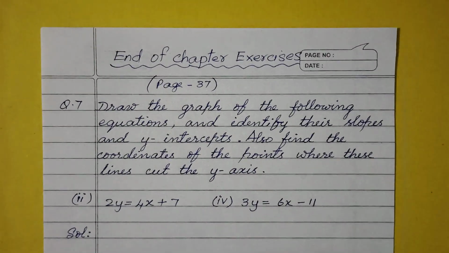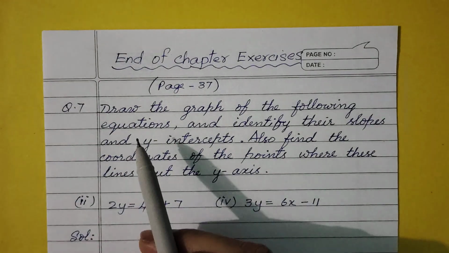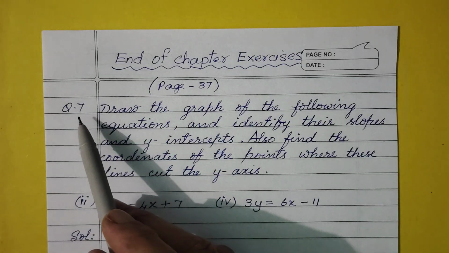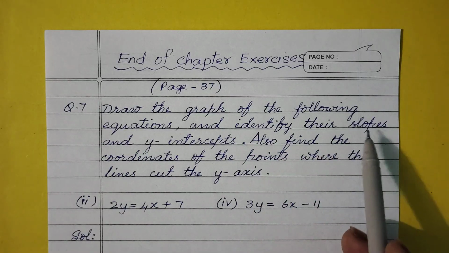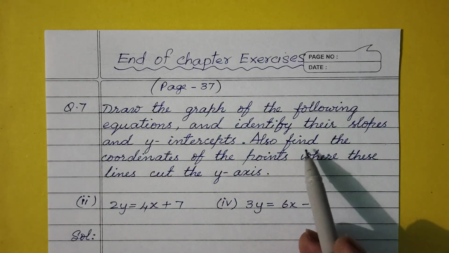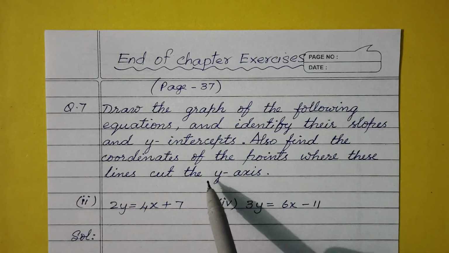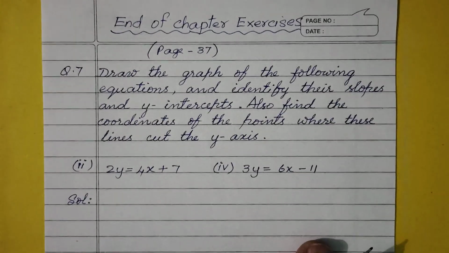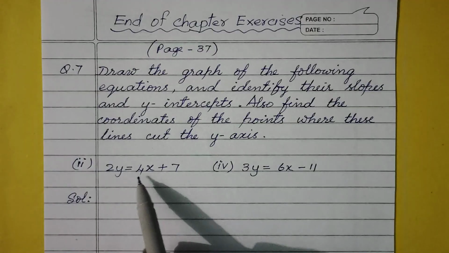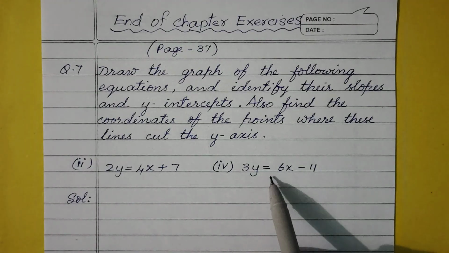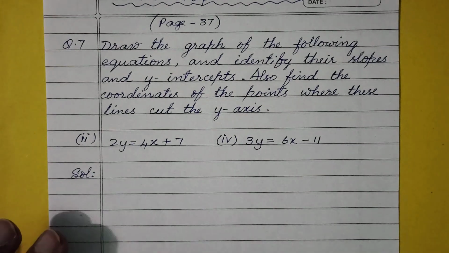So the question says, draw the graph of the following equations and identify their slopes and y-intercepts. Also, find the coordinates of the points where these lines cut the y-axis. So there are two equations here. The question second, question 4: 2y equal to 4x plus 7, 3y equal to 6x minus 11. So we'll take the first one.